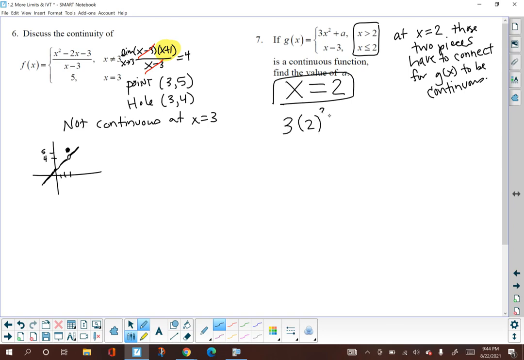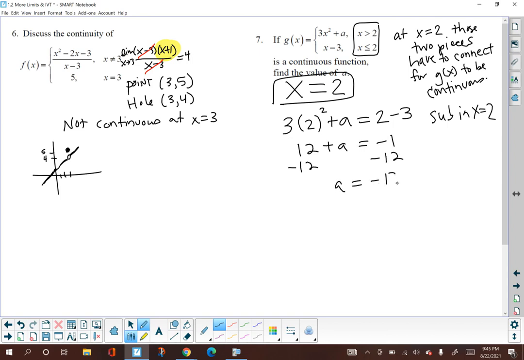3 times 2 squared plus a. So that's one piece, the piece that is to the right of 2. And to the left of 2, it's x minus 3. So we are focusing on where x is equal to 2. So that would be 2 minus 3. So we sub in our x value. And now we need to just solve for a. Well, 3 times 2 squared is 12. 2 minus 3 is negative 1, and we can subtract 12 to get a is equal to negative 13.